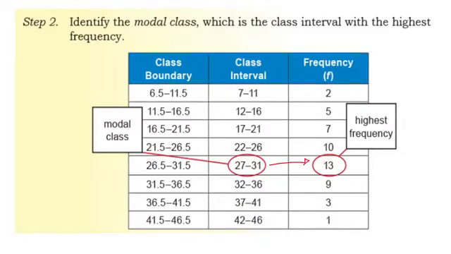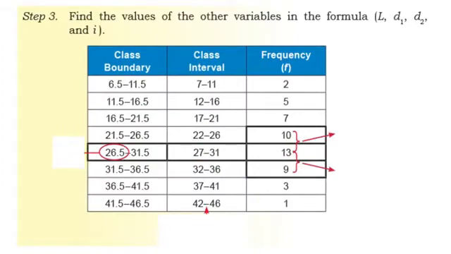So take note in step number 3. I have emphasized the modal class over here. Now let's determine L. What's our L? What's our lower boundary? 26.5 is your L. Now, how do you get D1?